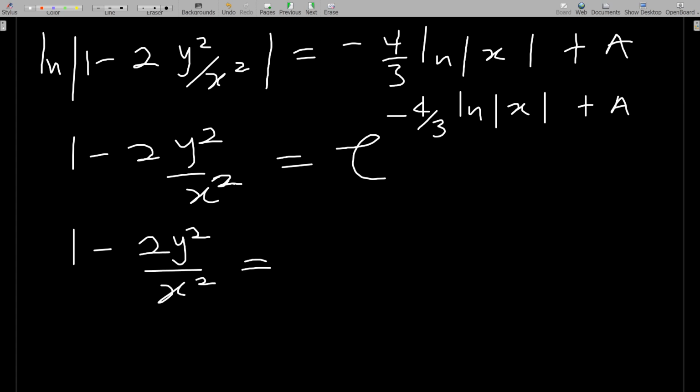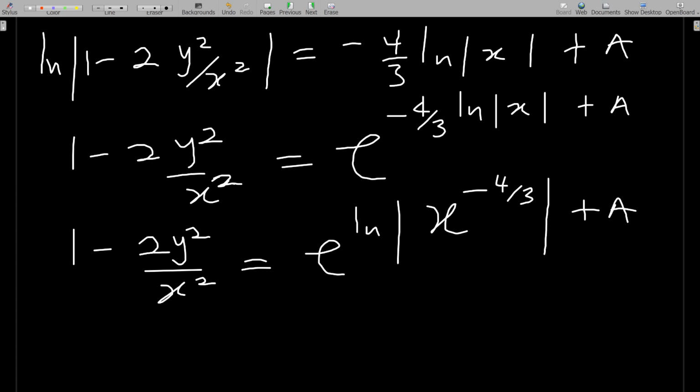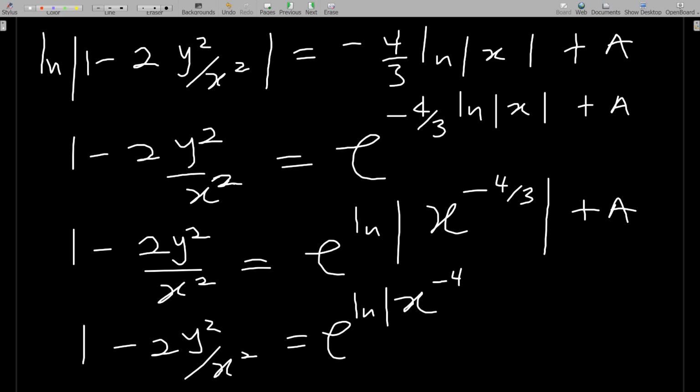We are done with solving it. Then e to the ln of x to the power minus 4 over 3, and plus a. So the plus a will just give us 1 minus 2y over x, squared, is equal to e to the ln of x to the minus 4 over 3, then times e to the a, because that is a plus. They are of the same base, so when you use indices, you get back this one. Then e to the power a is still a constant, let's say b.